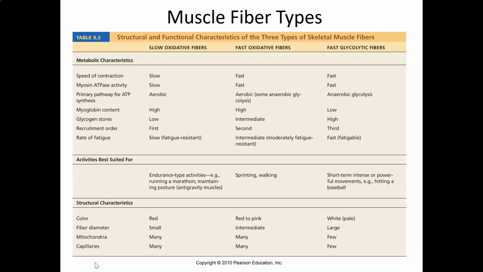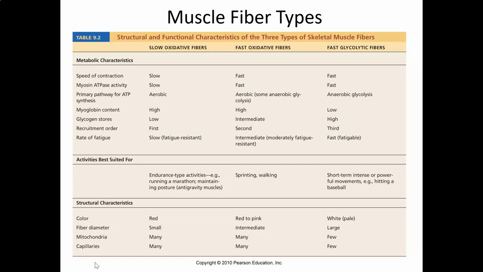They're small, which means that they're recruited first. If you go back and you look at our video for multiple motor unit summation, in multiple motor unit summation, we recruit the smallest fibers first. These slow oxidative fibers are brought in first.